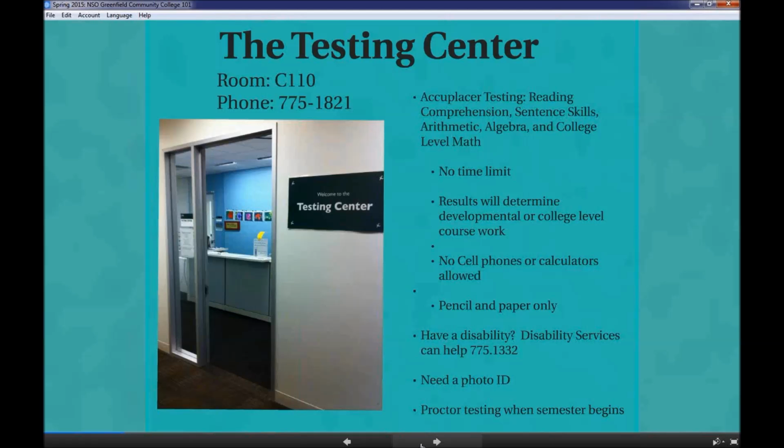Again, our students often use this space when they need to make up a test. If you've missed an examination with your professor and your professor has agreed to a makeup exam, usually the testing center is the location where that will happen.